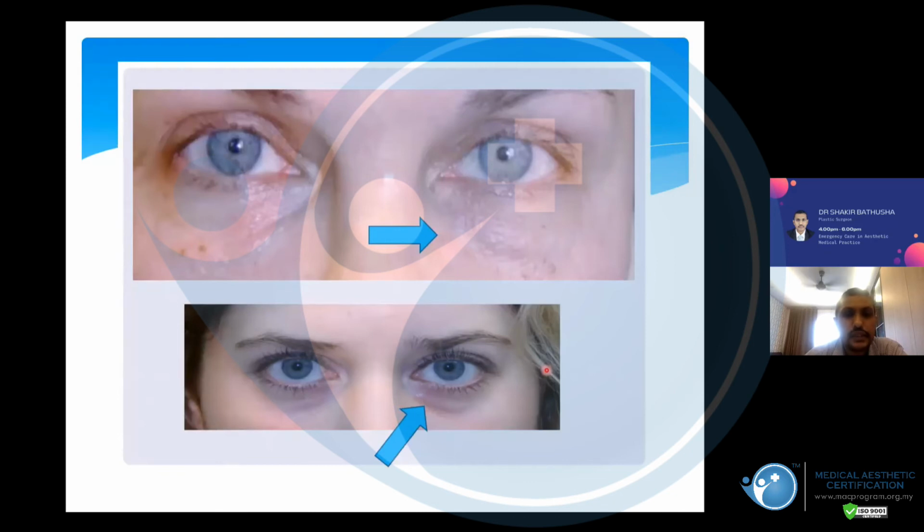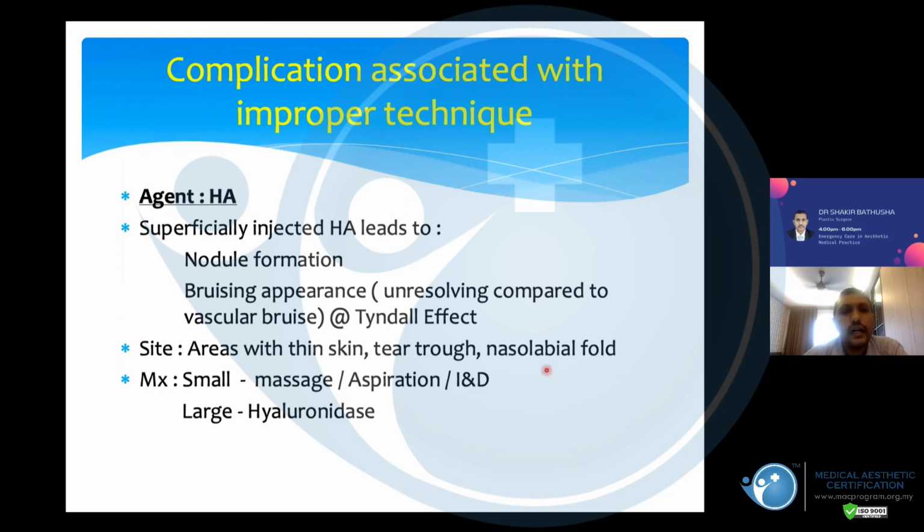Again, these are examples. Sometimes, if you inject a large volume into one specific area, it forms a nodule, especially over the lower eyelid and the nasolabial fold. Sometimes, if you realize during your injection, you can maybe try to aspirate, but if the nodule is hard, then it's very troublesome for the patient. You can also provide incision and drainage to remove that particle. If it's large, use hyaluronidase. Hyaluronidase is an enzyme that breaks down hyaluronic acid, so this could also be helpful.